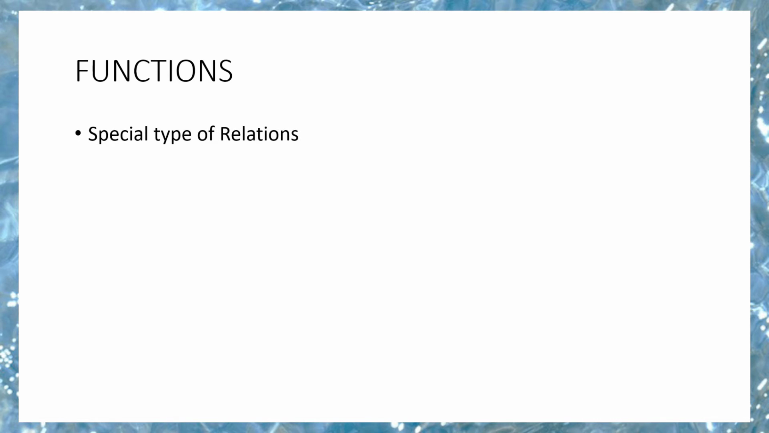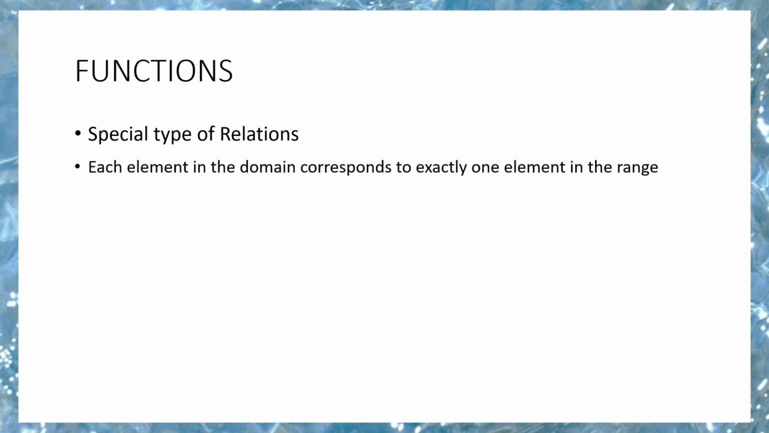Bakit natin tinawag na special type ng relation ang function? Because function contains an element in the domain which corresponds to exactly one element in the range. Ibig sabihin nito, bawat element ng domain ay mayroong correspondence value or element in the range, wherein dapat hindi siya mauulit for us to consider that the relation is a function.